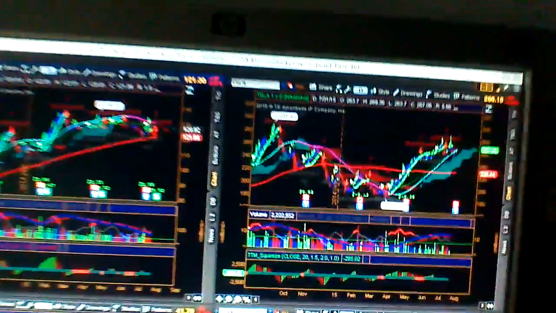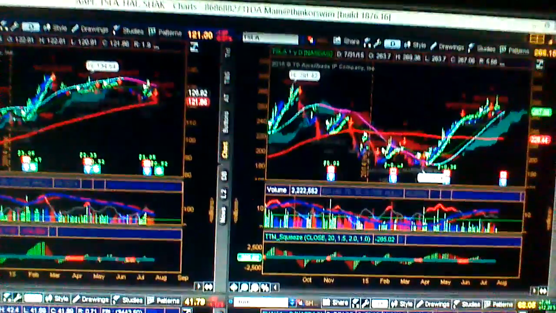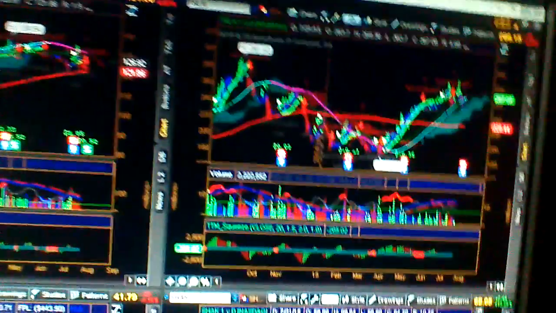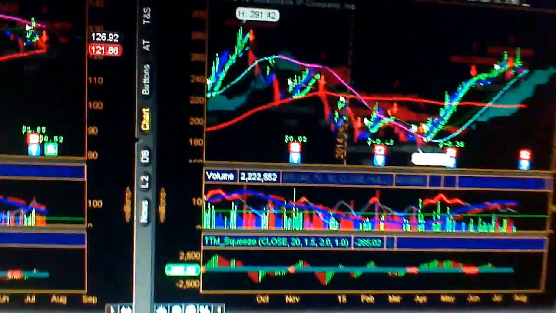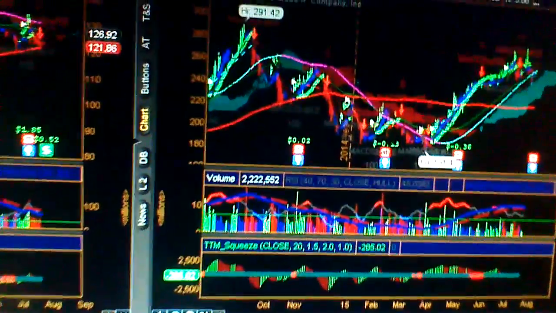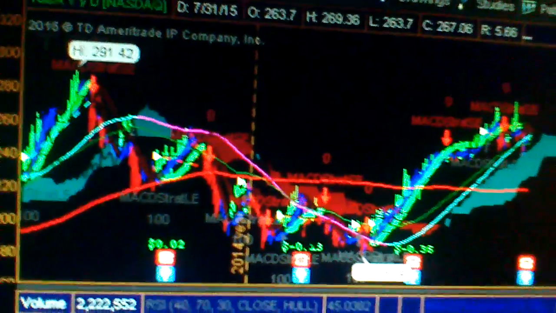As you can see on this system, my charts are set up a little bit different than what you guys normally see in my videos. The reason for that, like I said, is there are a lot more technicals in here. There are a lot more things that I'm looking at to actually enter a trade. As you can see, you've got the cloud here.